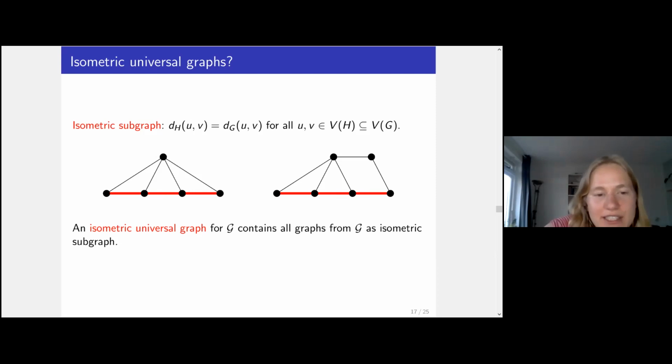Now what we want to get is a different notion of universal graph, namely an isometric universal graph. We want it to contain all graphs, not just as induced subgraphs, but really as isometric subgraphs. So this really makes it a little bit different.